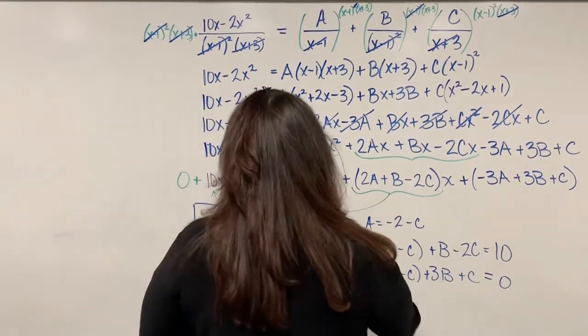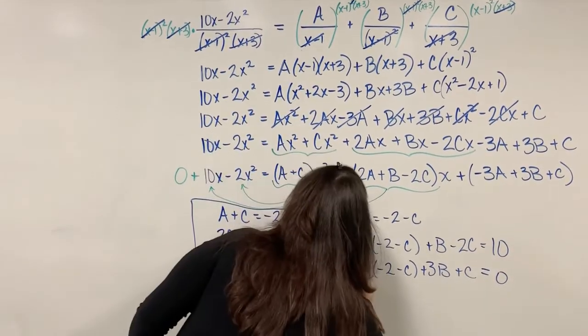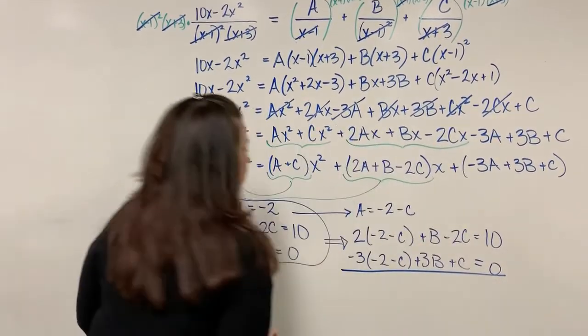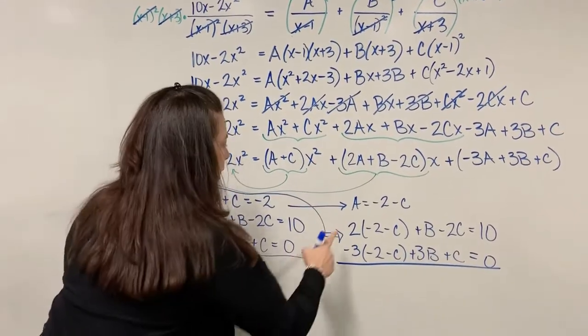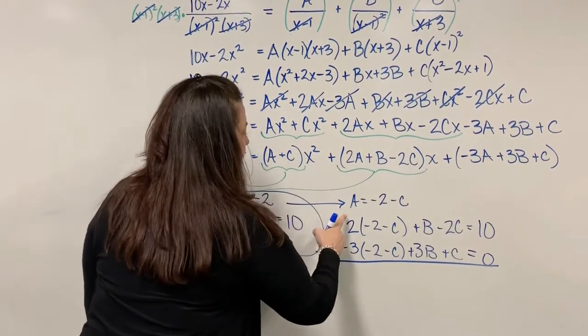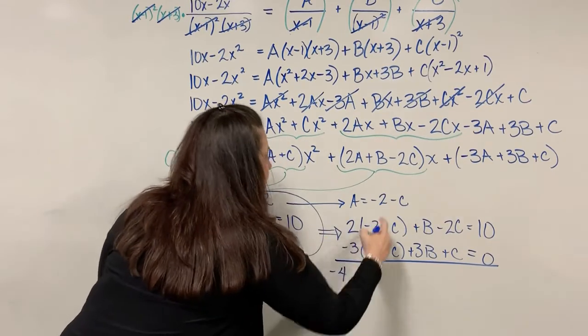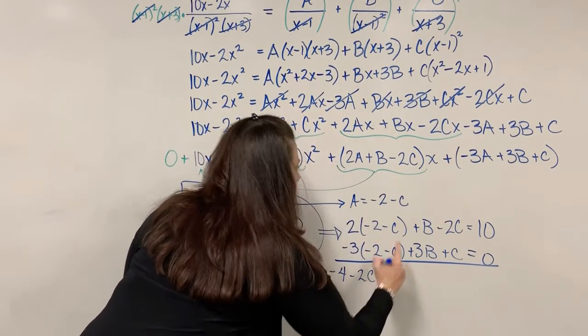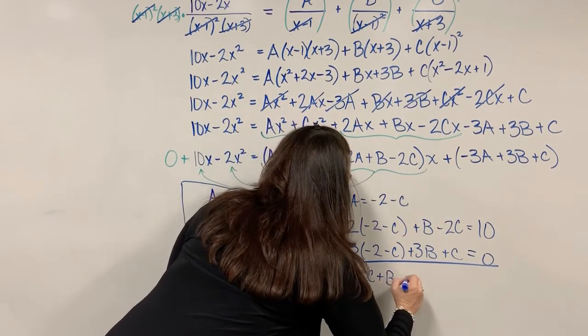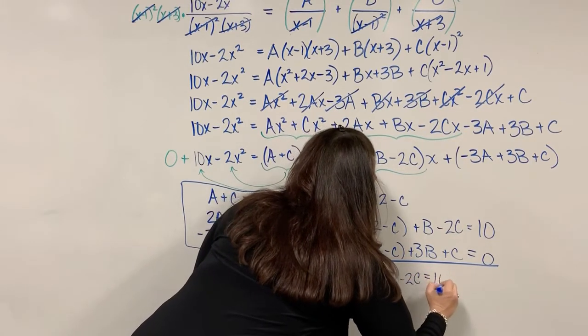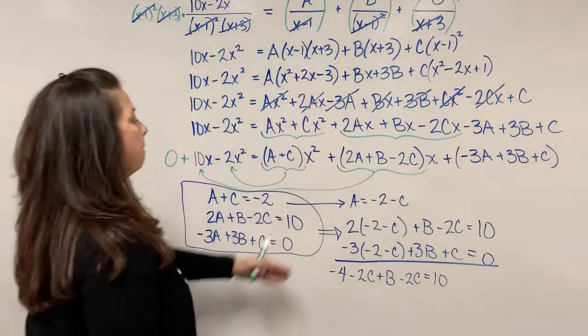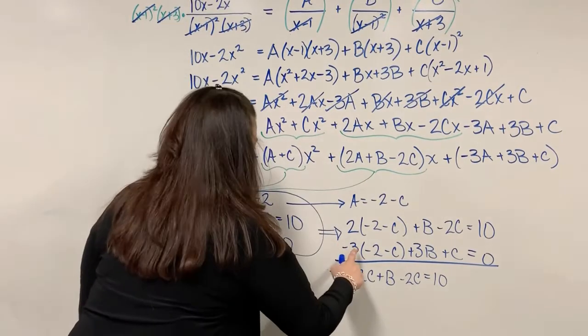So let's see, if I distribute here, I'm going to draw a line for equals here. I'm going to continue right below this line and start with this equation. I have 2 times a -2, so this is a -4, and then minus 2c plus b minus 2c equals 10. Okay.